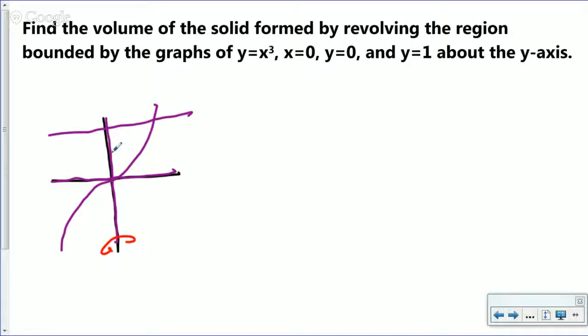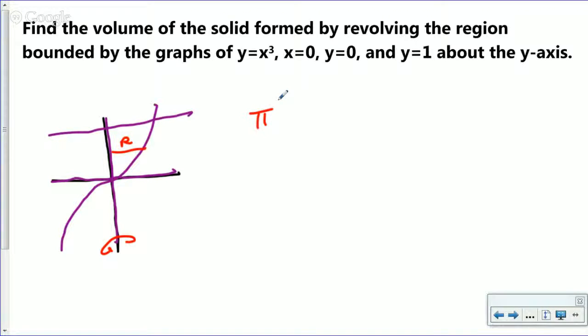Okay, so you're going to start at your axis of revolution, go perpendicular out to your function, and this is going to be your representative radius, right? You're going to have a whole bunch of circles that go like this, around and around.